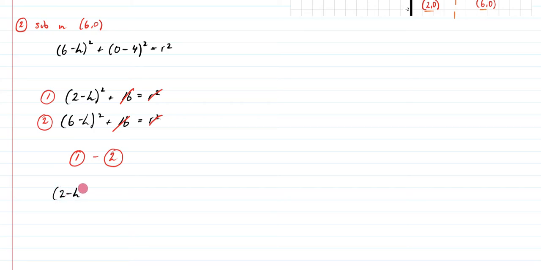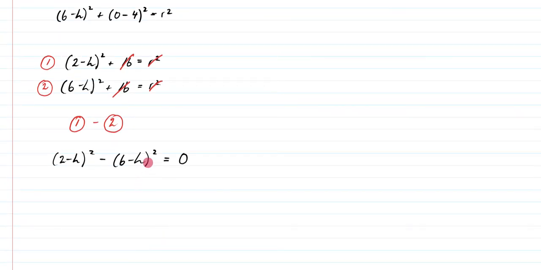2 minus h squared minus 6 minus h squared. I no longer have the 16. I no longer have the r squares. I'm just going to be left with 0 here. Now hopefully this looks familiar to you.